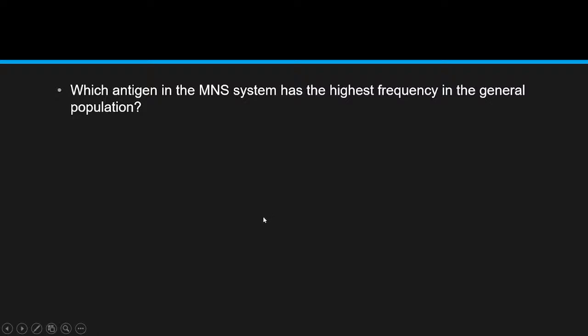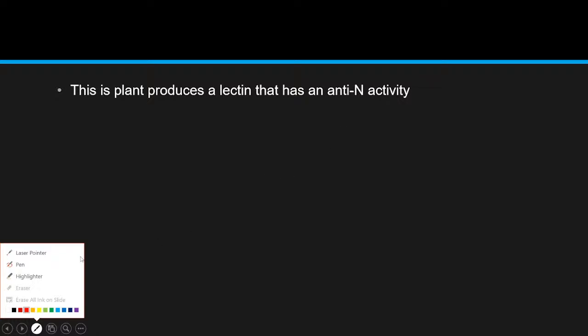Okay. And now, which antigen of the MNS system is in high frequency in the general population? It's of course the African Americans. All right. And the plant that produces anti-N activity, I think this was a question from last week's Kahoot. It's Vicia graminea.